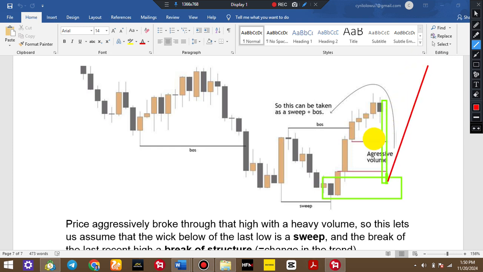Because we have other criteria to confirm that this might not be a liquidity sweep. One, it closed above with the body. Two, it went with aggressive volume. You can see the volume. Then three, we can mitigate such an area and see what will happen next. That indeed price didn't just sweep liquidity. It is really a BOS.